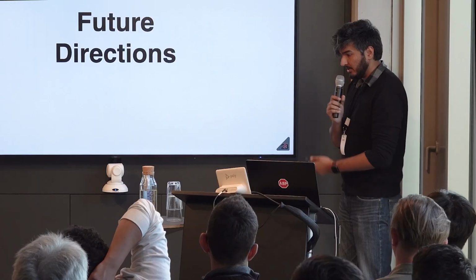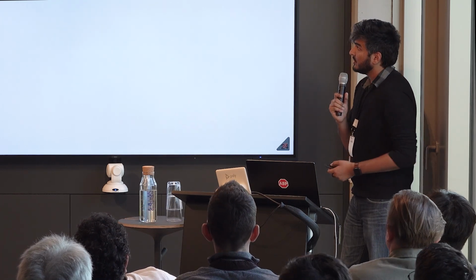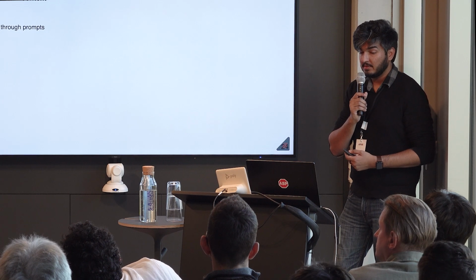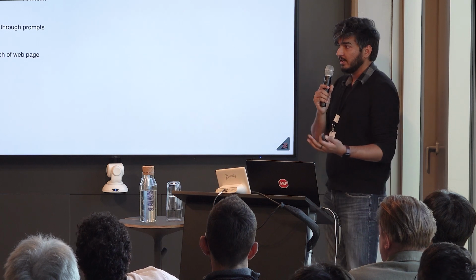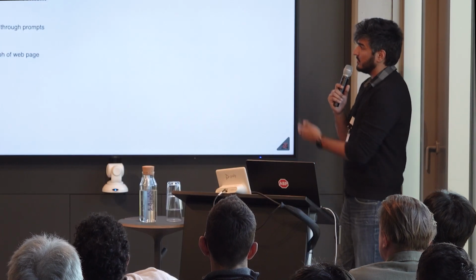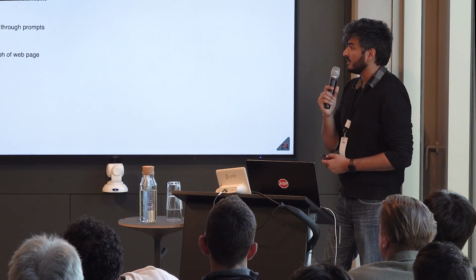So this is an ongoing work, and we are looking into some future directions, and this is directly from the results that we observed here. So one of them is that we are looking into providing additional context to the LLMs. As we saw, based on just the URLs, the LLMs were able to identify close to 89% of the URLs as tracking or non-tracking. So better guidelines through prompt generation is one aspect that we are currently evaluating. And the interaction graph of the web page itself, which is used by WebGraph, we are also looking into providing LLMs with that information and then analyzing how that performance changes.